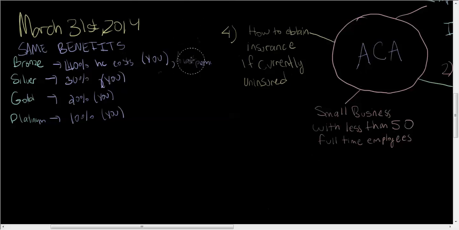Sorry, that is really bad handwriting. These have the lowest premiums, and these have the highest premiums. And these are all somewhere in between. So silver has higher premiums than bronze, and gold has higher premiums than silver. It's a gradient. So that's basically how these plans work.